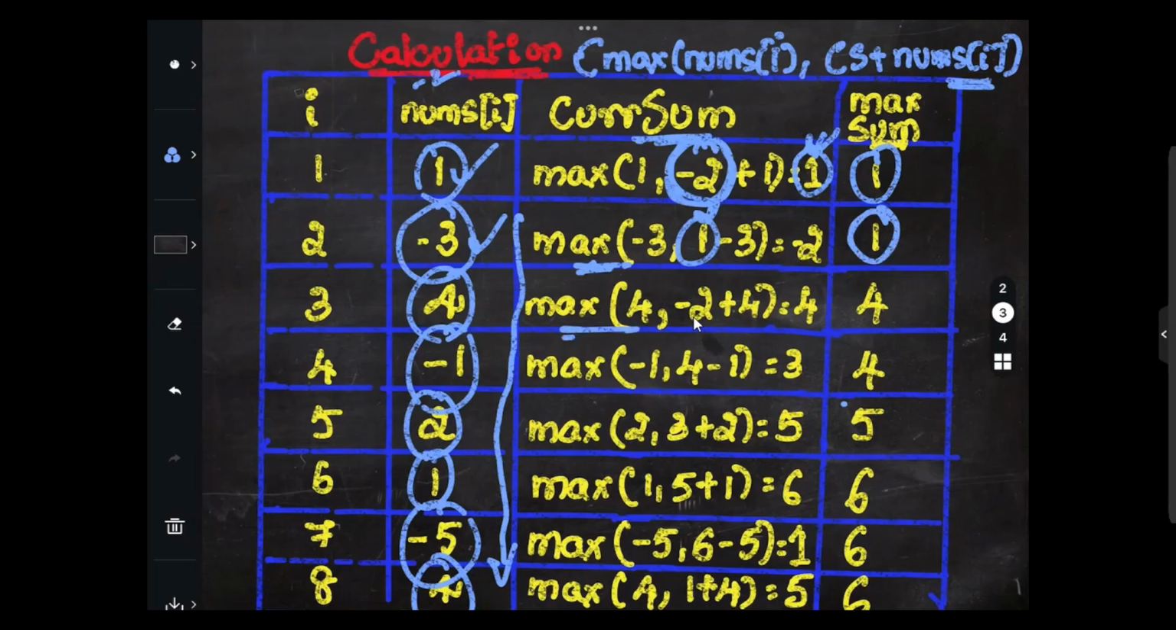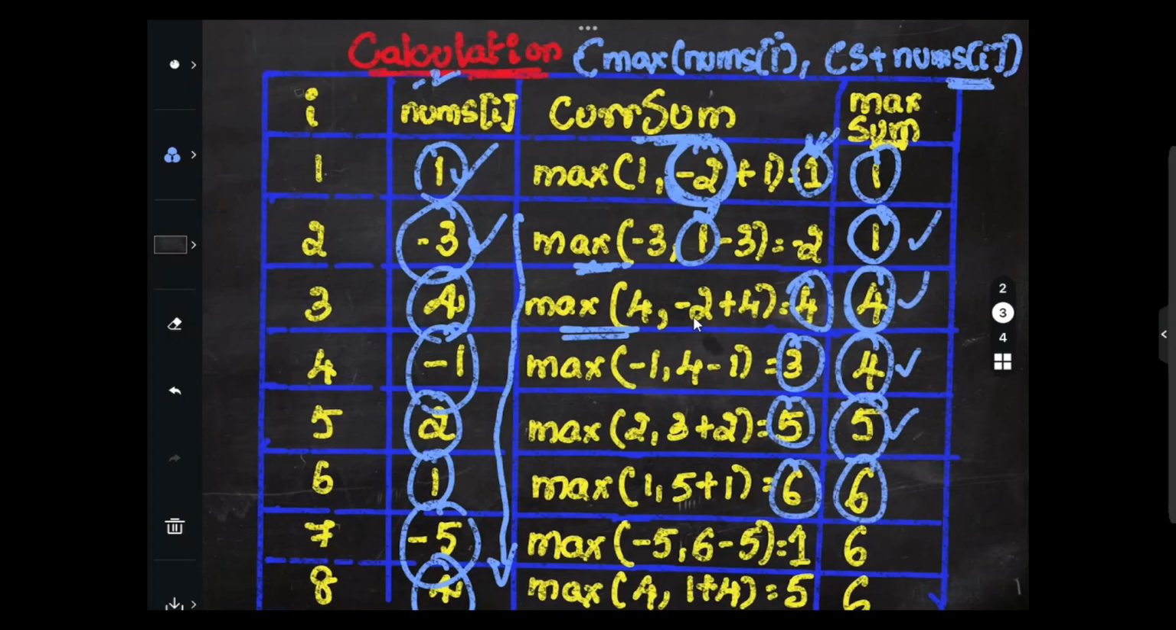The same goes with all the things. Max of 4 comma -2 plus 4, which is basically 4. Now we have the maximum 4, which is greater than 1, so we'll update the maximum as 4. Max of -1 and this one is 3, so we consider 3 here. We'll not update the maximum sum because we already have 4. Max of 2 comma 5 is 5, so we update to 5, which is greater than 4. Max of 1 comma 6 is 6. We'll update 6 because it is greater than 5. So I hope this is clear.